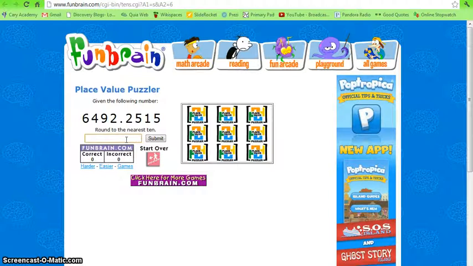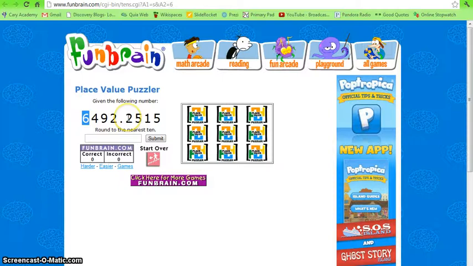So, a quick review of the place value system. From the left of the decimal, this is the ones place. So the 2 in this case is the ones place. The 9 is the tens place. The 4 is the hundreds place. And the 6 is the thousands place.